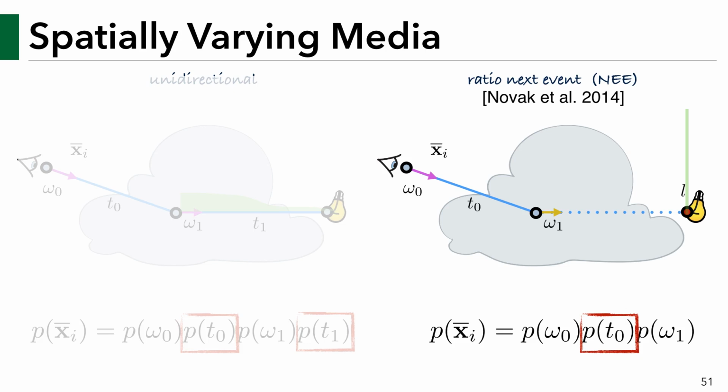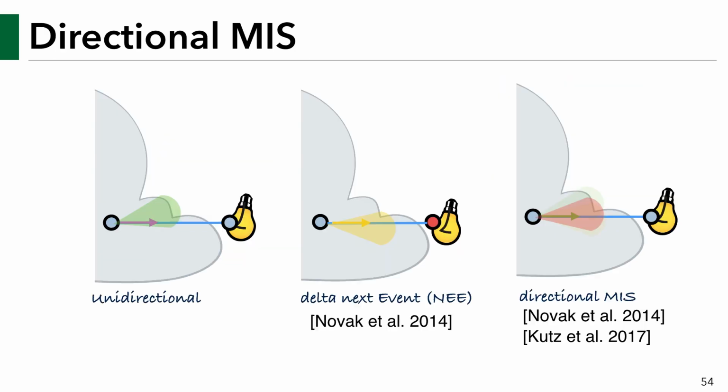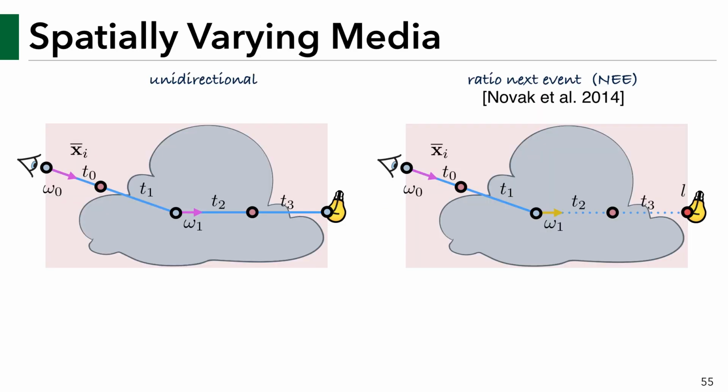This is called delta tracking. And next event estimation doesn't really sample a distance on this last segment, it just makes a connection directly, and this is called ratio tracking. Since the free flight distance PDFs vary, we can't use a cancellation trick and we can't MIS these approaches. Previous work has usually worked around this problem by replacing ratio next event estimation with delta next event estimation so that both methods have the same distance sampling strategies. This effectively performs MIS only on the directional sampling, and we lose the ability to use ratio tracking.